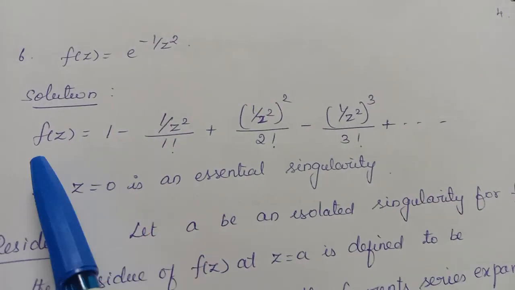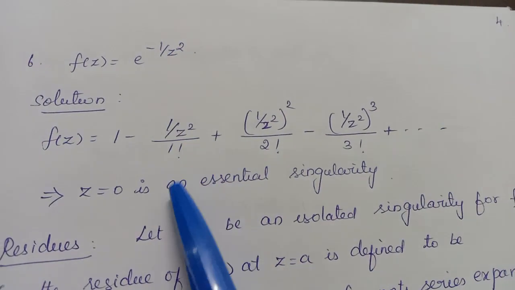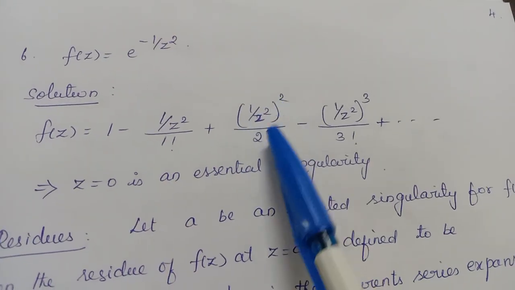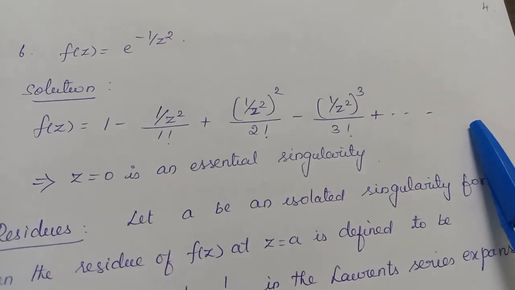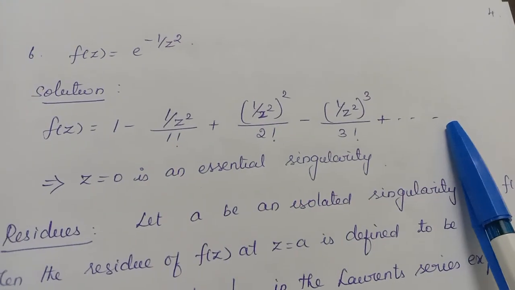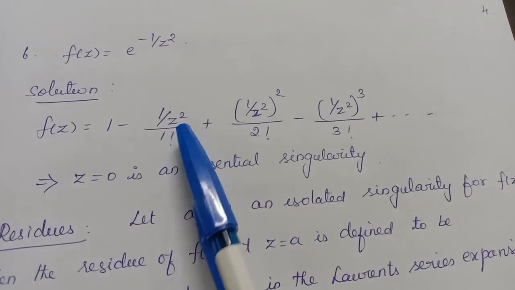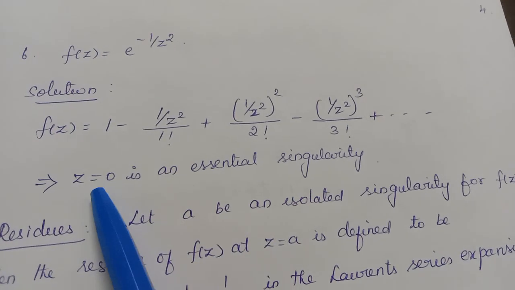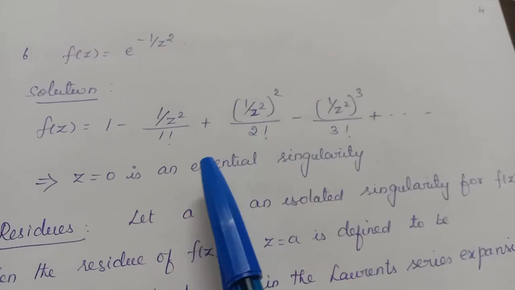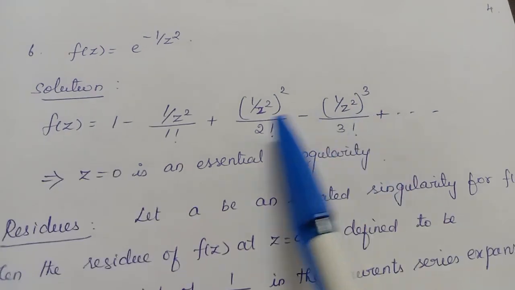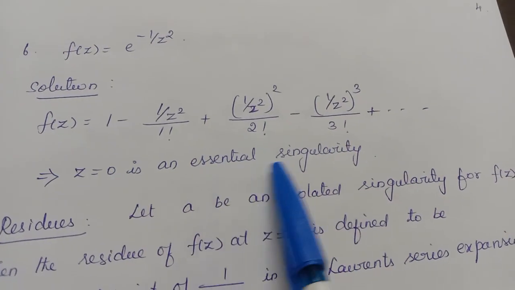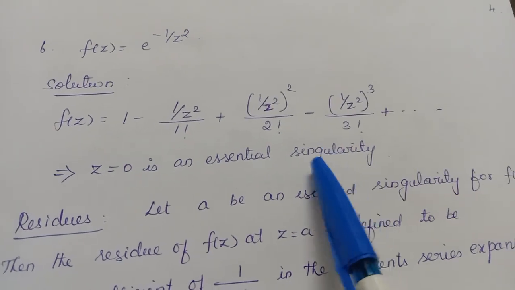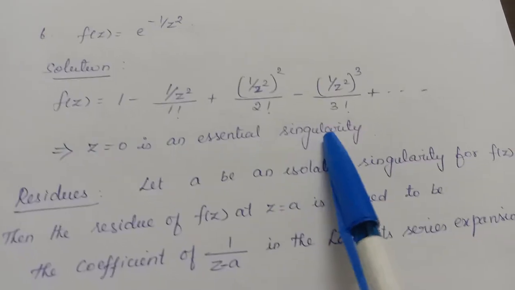So let me expand. Equal to 1 minus (1 by z square) by 1 factorial plus (1 by z square) the whole square by 2 factorial minus (1 by z square) the whole cube by 3 factorial plus etc. By looking at this, you can easily say that z square is coming in the denominator, no? So 0 is the singular point. And this expansion contains an infinite number of negative powers, so it is an essential singularity. Okay, right. So 0 is an essential singularity.